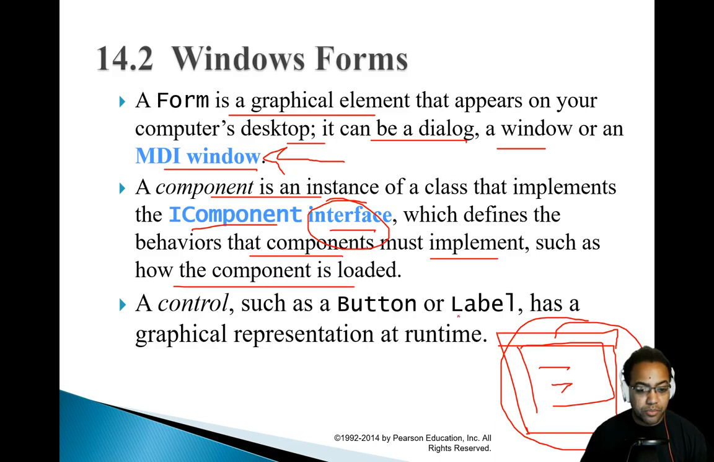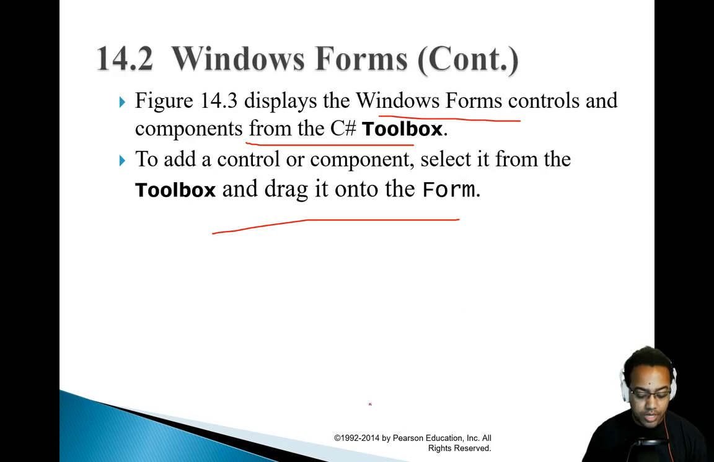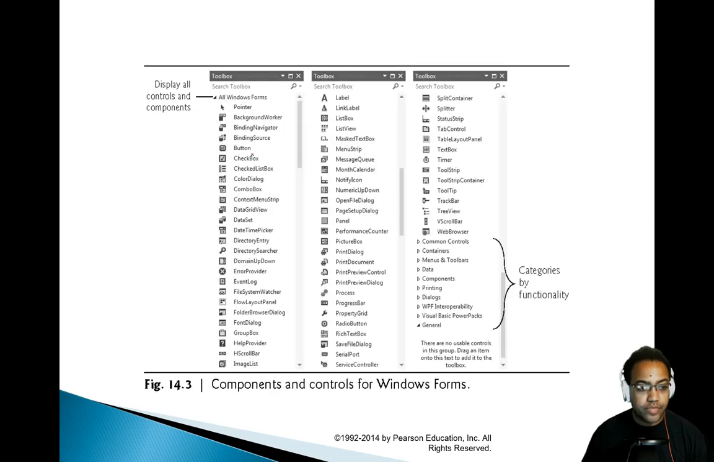So a control, such as a button or label, has a graphical representation at runtime, meaning that the button and/or label will display at runtime when the code is run, as it does on an HTML form as well. And then we're going to see the Windows Form controls and components in the C# toolbox, so you can drag things onto your form. After a while, you kind of don't do this anymore. You write your own form controls. But this is a good way to get started and see what is available to you.